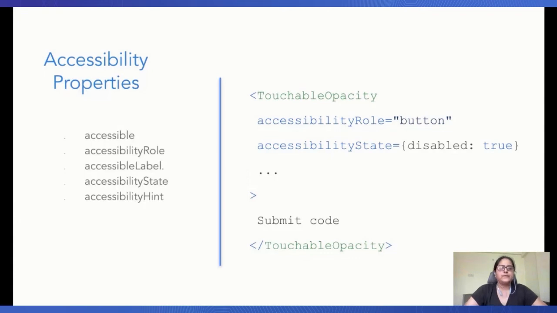Right. There's something called accessibility state, which denotes the current state of a component. We have a disabled button. We can just set it through here. Then we can have selected or expanded states.